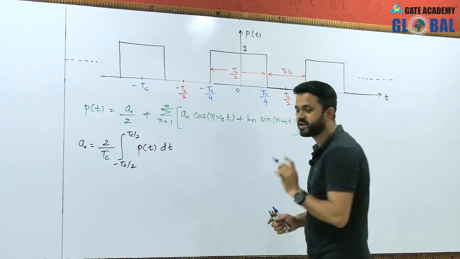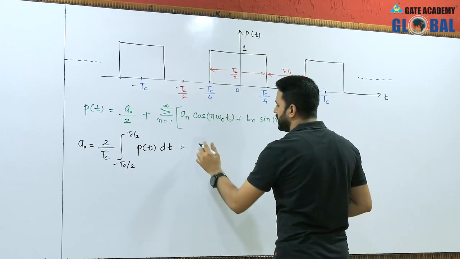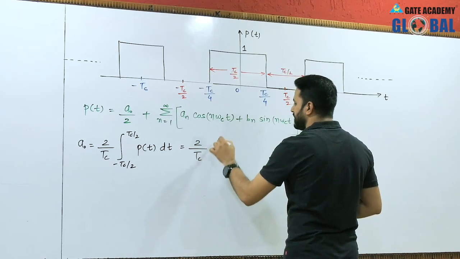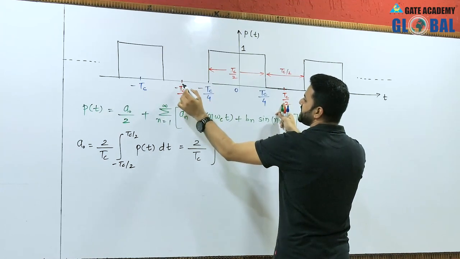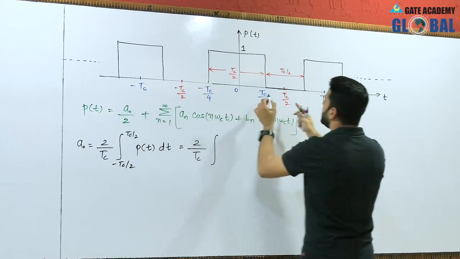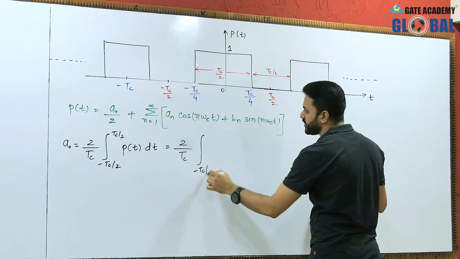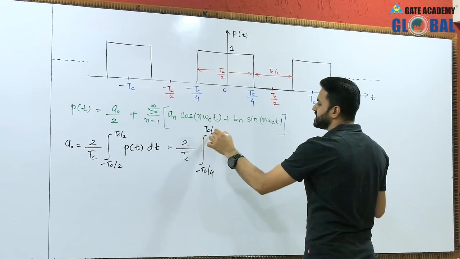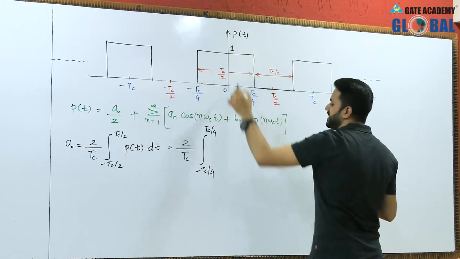This is the formula for a0, and we will substitute the value, which is 2 upon Tc, and minus Tc by 2 to Tc by 2. But the signal from minus Tc by 2 to minus Tc by 4 is 0, and Tc by 4 to Tc by 2 is also 0. So we will integrate it actually from minus Tc by 4 to Tc by 4, and from minus Tc by 4 to Tc by 4, this p(t) has value 1.